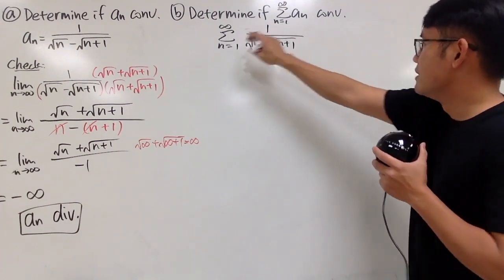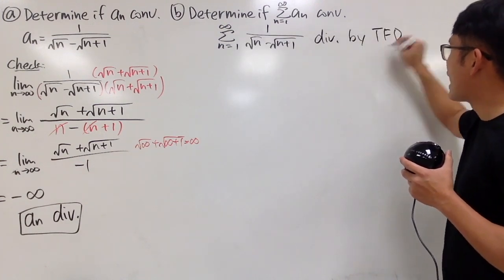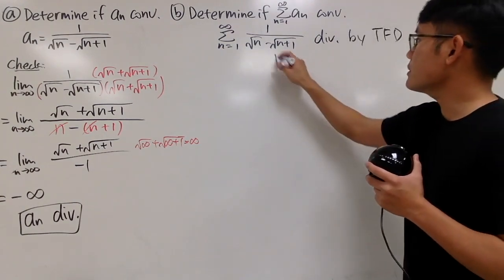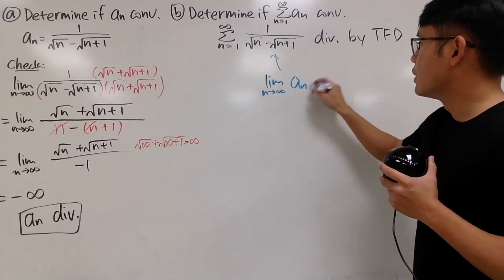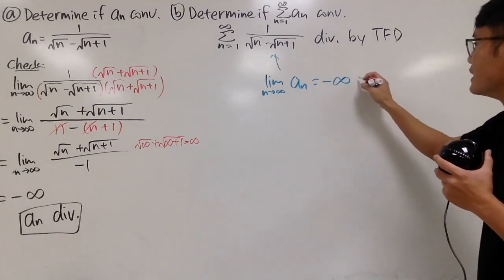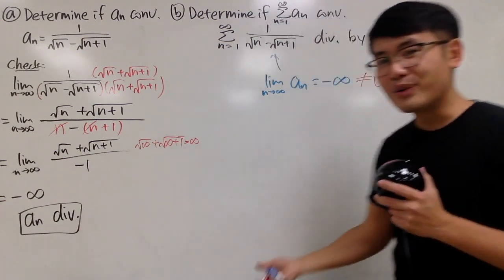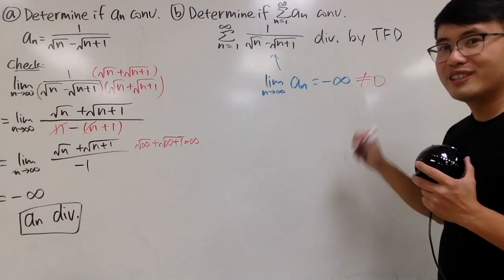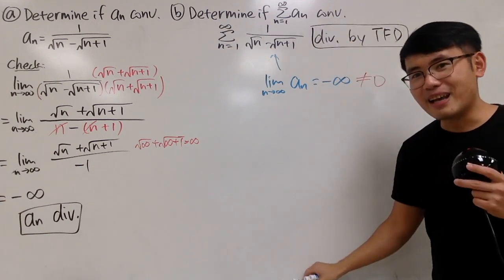This series actually diverges by the test for divergence. Why? Because we have seen over there that the limit as n goes to infinity of a_n is equal to negative infinity, and this is not equal to 0. So this right here is good. When a_n diverges, you can just say the series of a_n diverges as well by the test for divergence. So this is not that bad at all.